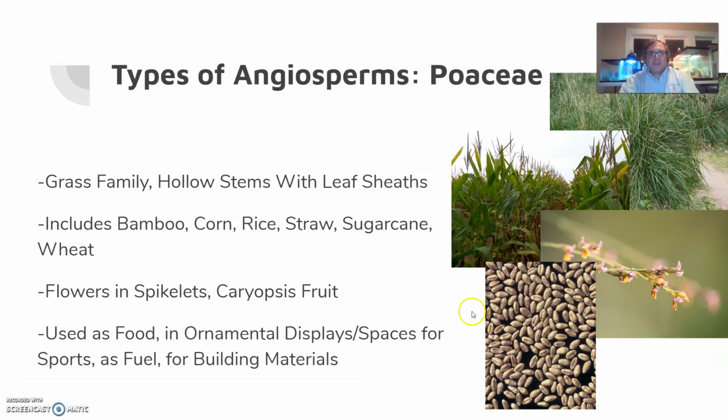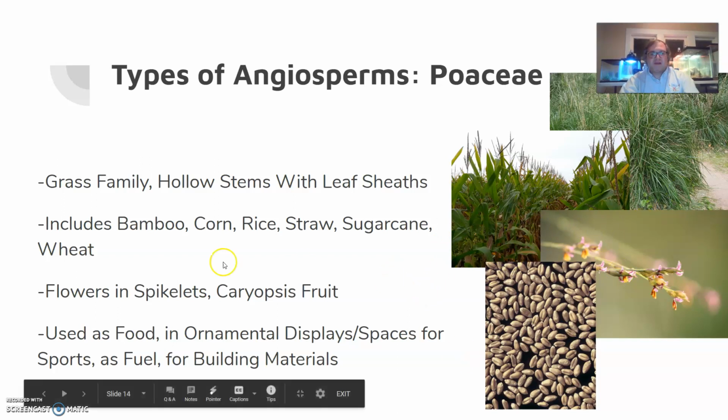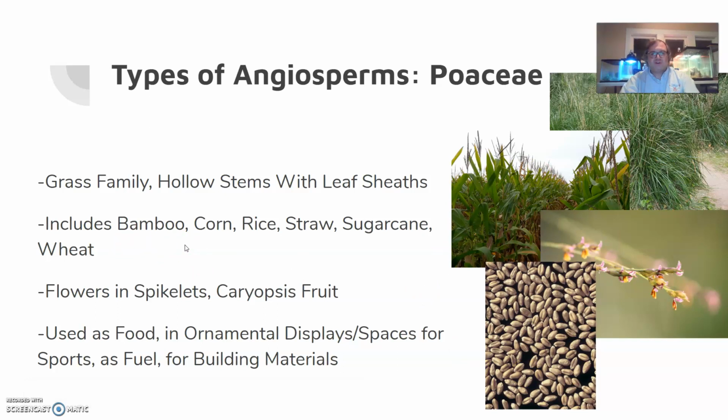Another angiosperm, the Poaceae. This is our grass family. They're all hollow stems with leaf sheaths, but again, there's a bigger variety here than you might expect. This includes bamboo, corn, rice, straw, sugarcane, and wheat. So again, we see a field of corn here. This is technically all modified grass.